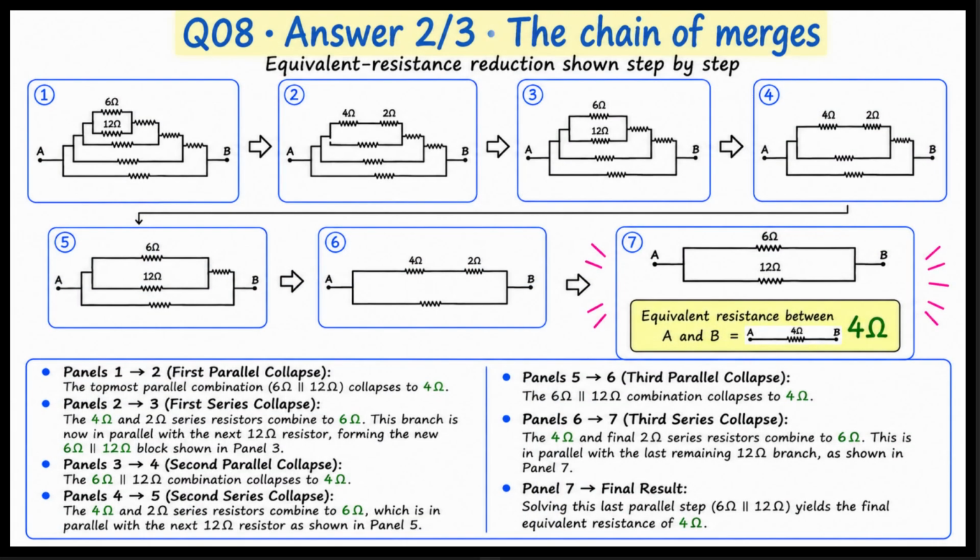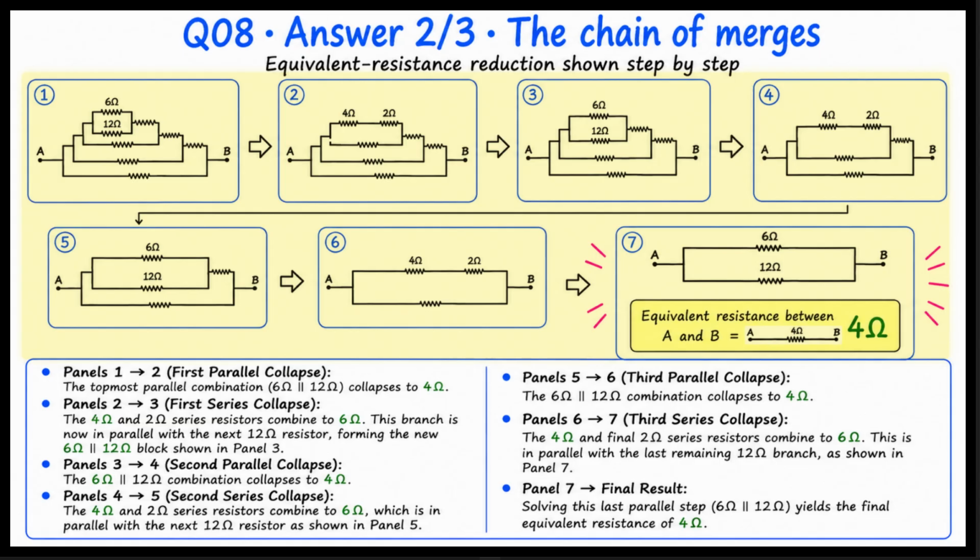The diagram on this slide walks the full reduction in one image. Reading left to right, each panel shows one merge. Panels 1 to 2 show the first parallel collapse. The topmost 6 ohm in parallel with 12 ohm collapses to 4 ohms. Panels 2 to 3 show the first series collapse. 4 ohms in series with 2 ohms combined to 6 ohms, and that branch is now in parallel with the next 12-ohm resistor. Panels 3 to 4 show the second parallel collapse. 6 ohm in parallel with 12-ohm collapses to 4 ohms.